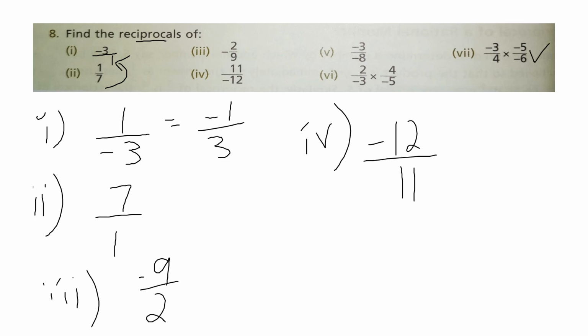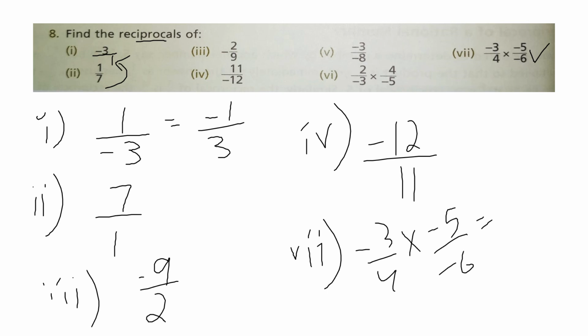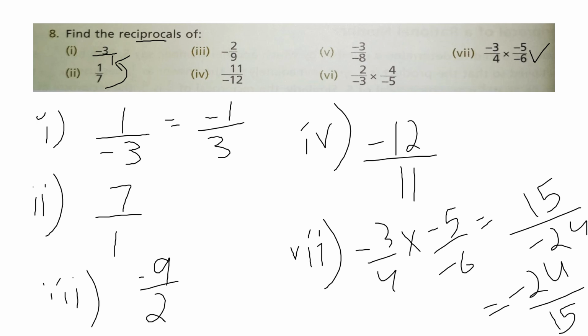This part I'm going to do. Minus 3 by 4 multiply by minus 5 by minus 6. First you multiply them. 5 3s are 15 and minus minus plus, 6 4s are 24. Now invert this. It will be minus 24 by 15. So it's the same. You just have to multiply them first. This is the same. I hope now this exercise is clear.